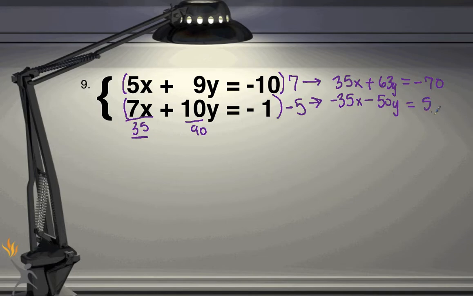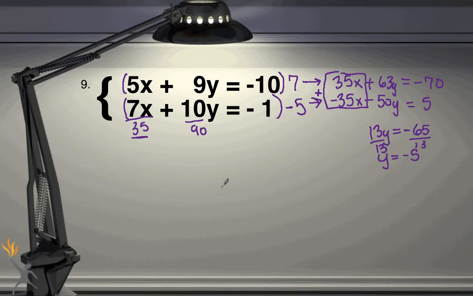All right, so let's finish this problem. Let's put these two together. I've got my equal and opposite, so I'm going to add different signs. That gives me 0x and leaves me with positive 13y. 63 minus 50. Negative 70 and 5 leave me with negative 65. Well, if I divide both by 13, this time y equals negative 5.